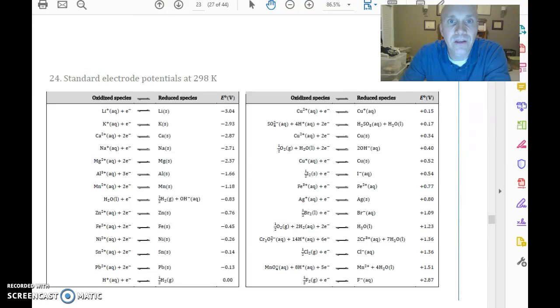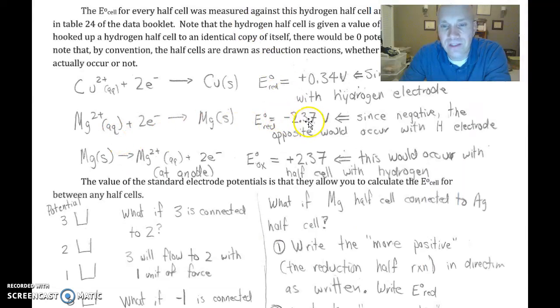So I go back over here. Since that's negative, the opposite would occur with the H electrode. So we can take this and just turn it around and show it as the oxidation. And would there be a voltage for that oxidation? If we're talking about the standard reduction potential, we write it like this. But if we turn it around, it's now a standard oxidation potential for this oxidation reaction. So this is the actual reaction that would happen with the half cell, and if we hooked it up, this would be the voltage that we would measure.